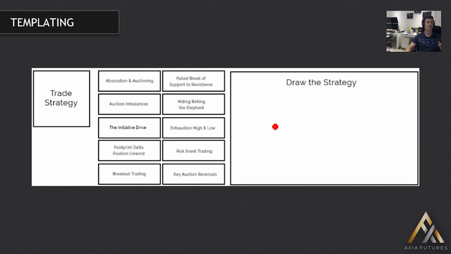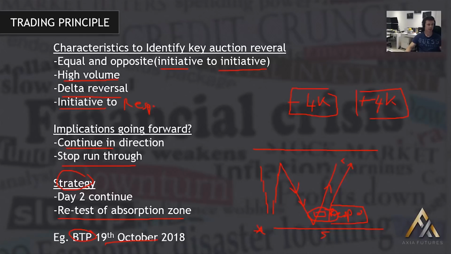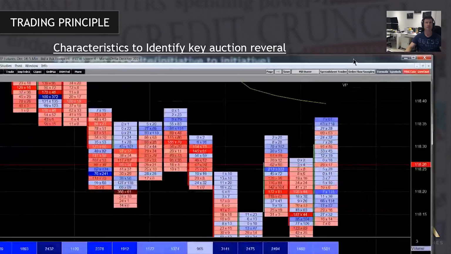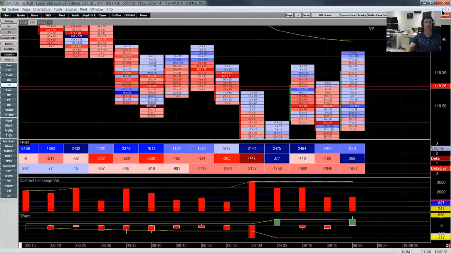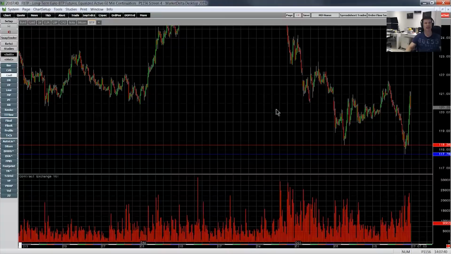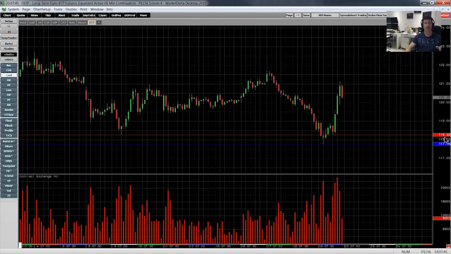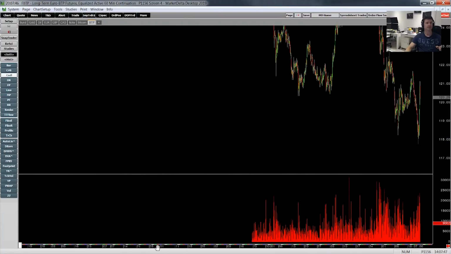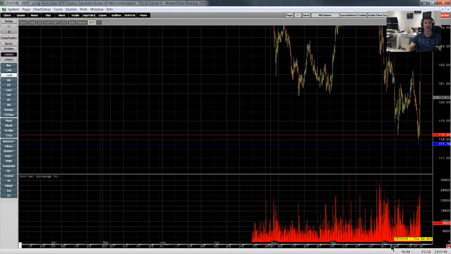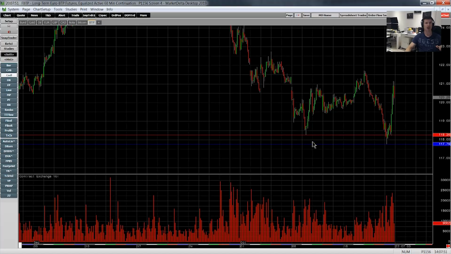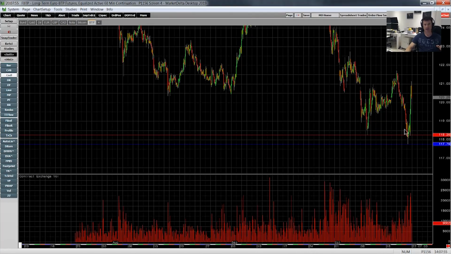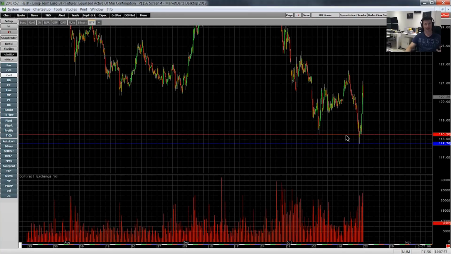Okay, now let's get to the example. Let's talk BTP. Before I get the footprint up, let me just show you what it looks like on a candlestick, and I like to do this because a lot of you can relate to it. So what you can see here is the really important low that we had at 118.26. It was set back in early October. It had become quite important to the market, and the market was becoming quite fixated on that 118.26.